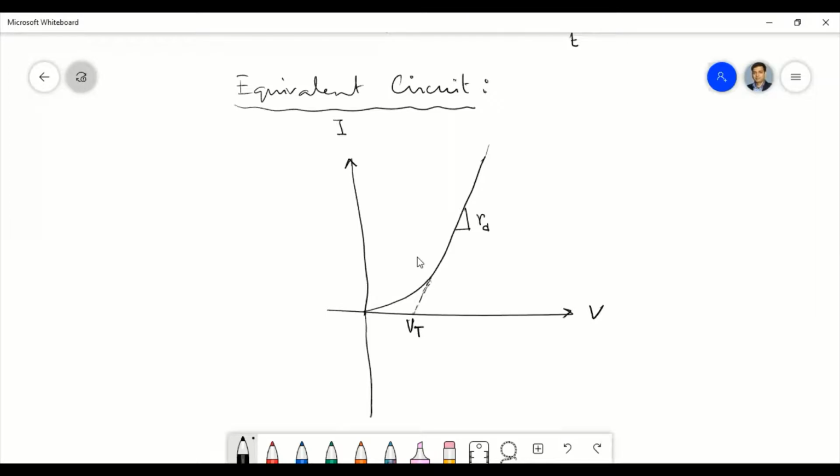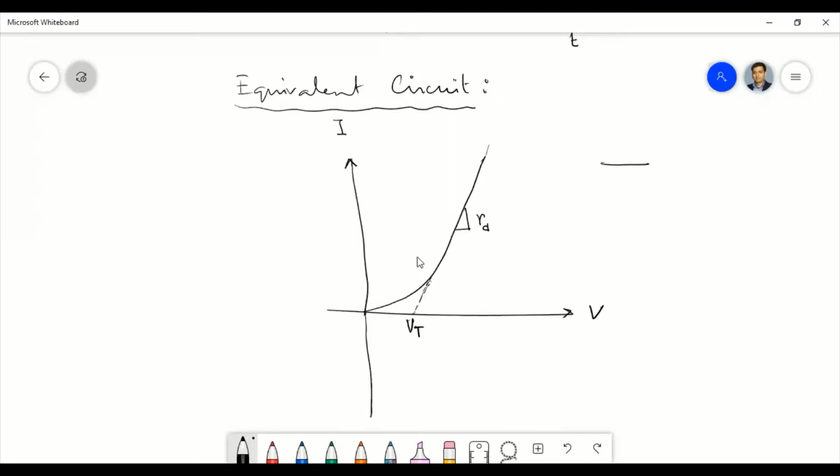So if this is the RD and this is the threshold voltage, what should be the equivalent circuit? Can you tell me, if we want to represent the diode?